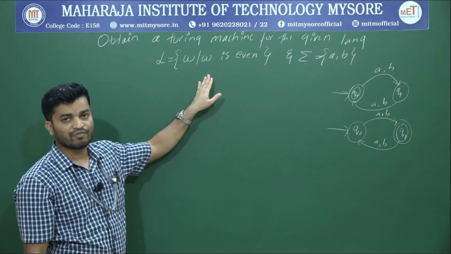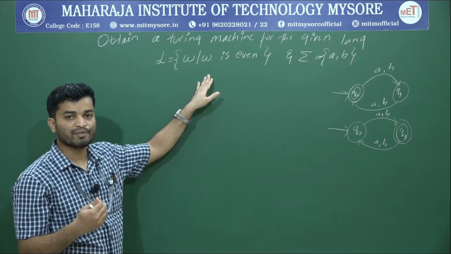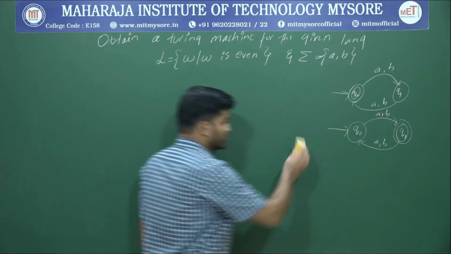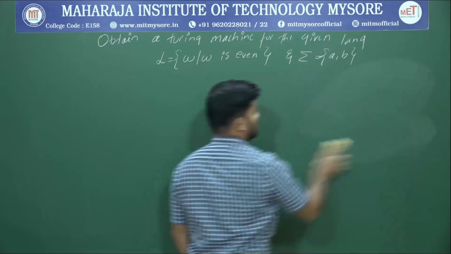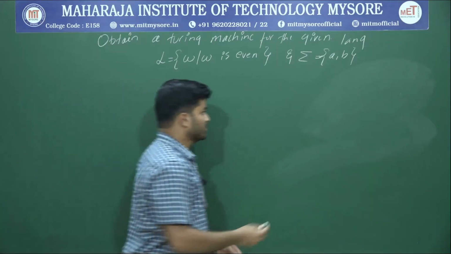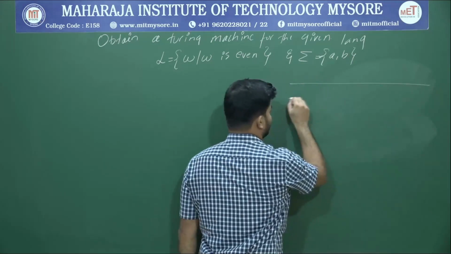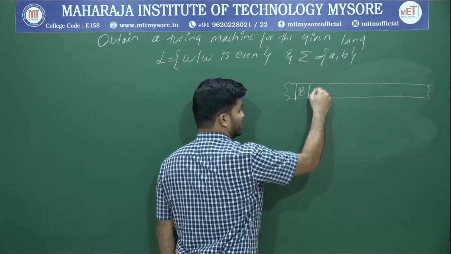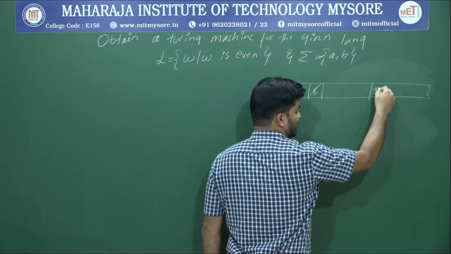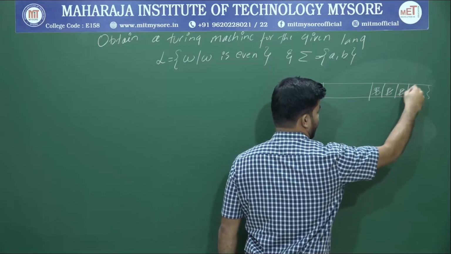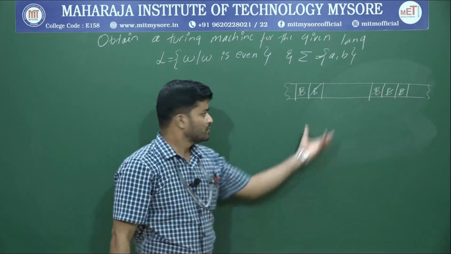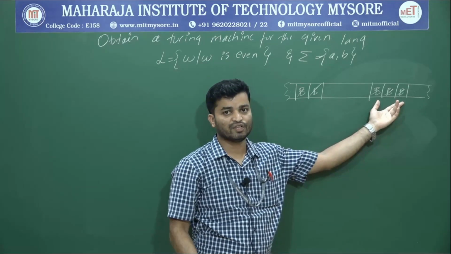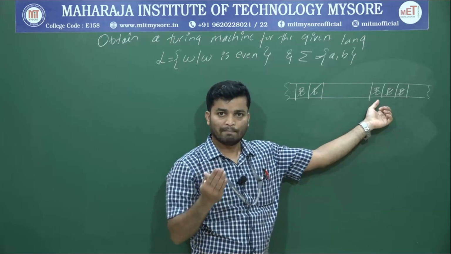In this video we will see how to design a Turing machine for the given regular language. First we have to understand the logic, which is simple. Whenever we speak about a Turing machine, we consider an infinite tape. Except for the finite length, all the remaining cells are filled with blank spaces, denoted by B.